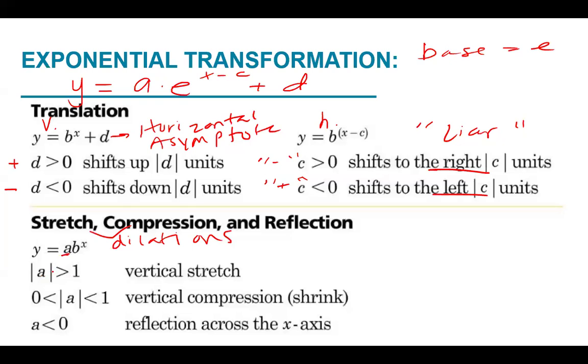If the absolute value of your A is greater than 1, then you have a vertical stretch. Okay. That means that all of your Y values, you would take your A and multiply all of your Y values by A. And they're going to increase because they're going to stretch.